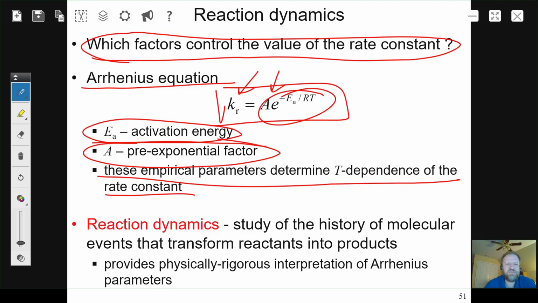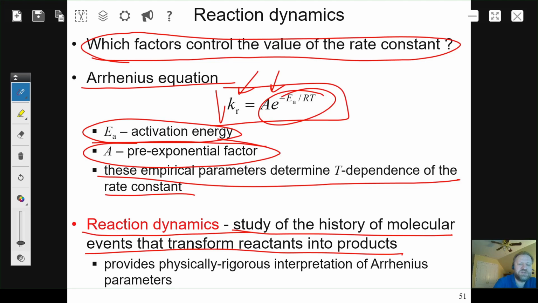And in order to understand the physical meaning of these Arrhenius parameters, we invoke the so-called reaction dynamics, which studies the history of molecular events that transform reactants into products. The goal of reaction dynamics is to provide a physically rigorous interpretation of Arrhenius parameters. Again, it should not come as a surprise that you can simply determine the Arrhenius parameters empirically, right? So all you need to do is determine the rate constant for a reaction of interest at at least two different temperatures, preferably more.